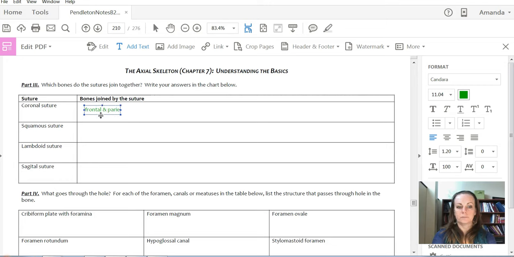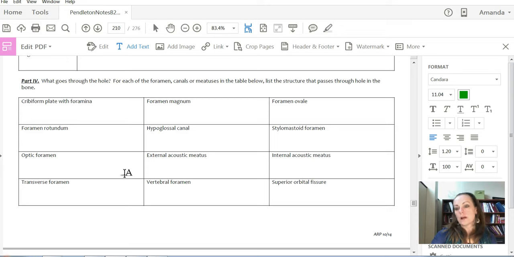Okay, and so see if you can do that for each of these other sutures. Again, feel free to go back and look at the videos if you need help with that.